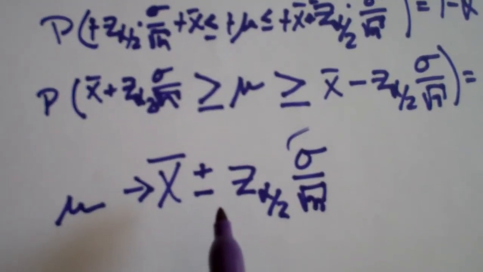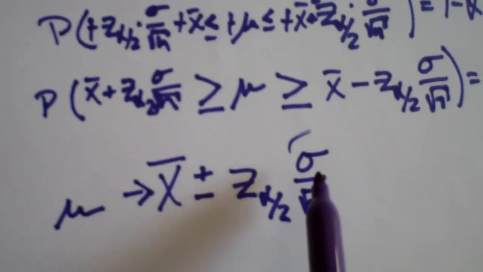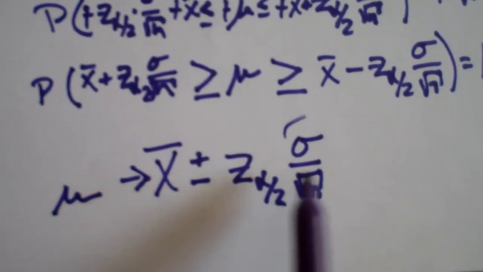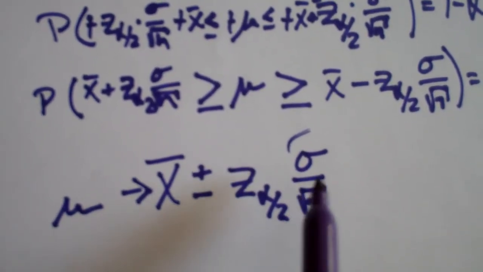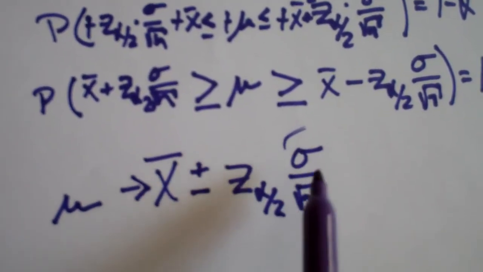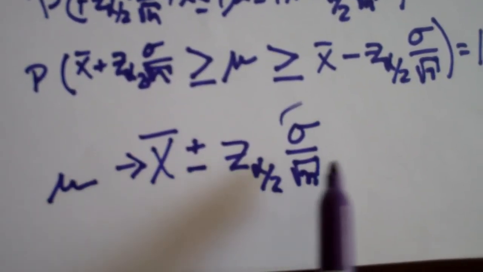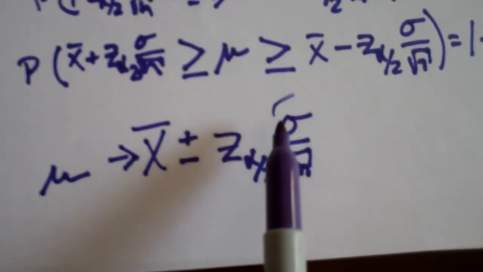So if I have a random variable that has a small amount of variation, a small standard deviation, then I'll have a relatively small confidence interval. If I have a random variable that has a lot of variation, so a high standard deviation, that means I'm going to have a very wide interval, because this will be a very large value.